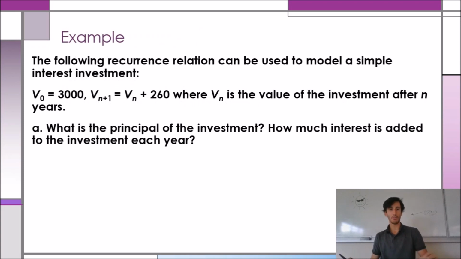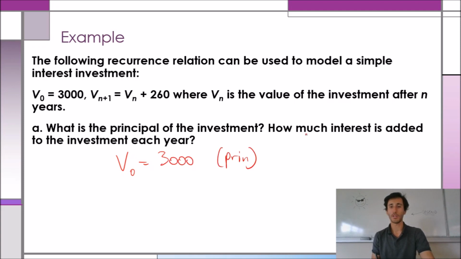Let's look at an example. All right, the following recurrence relation can be used to model a simple interest investment. V0 is 3,000, Vn plus 1 equals Vn plus 260, where Vn is the value of the investment after n years. What is the principal of the investment? Well, that's pretty easy. V0 equals 3,000. That's the principal. And how much interest is added to the investment each year? Well, how much is it going up by? 260. So interest each year equals 260.